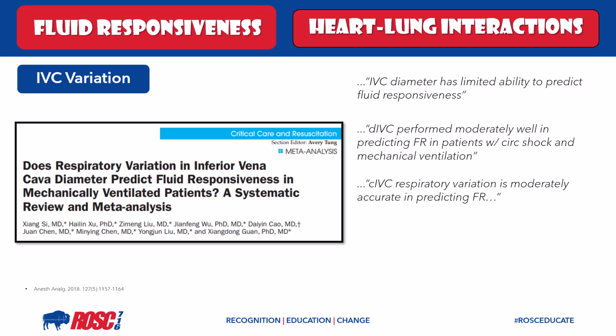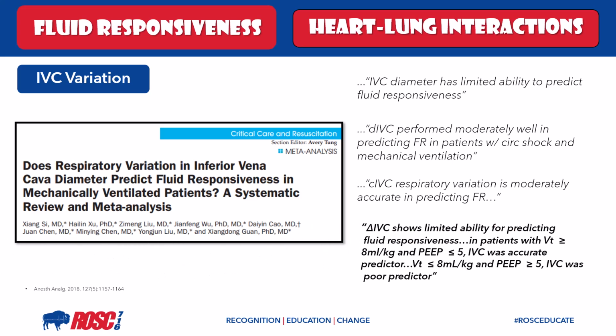Another meta-analysis in 2018 then says a delta IVC shows limited ability for predicting fluid responsiveness. It goes on to say that in patients with mechanical ventilation, tidal volume greater than 8 mLs per kilo, and a PEEP less than 5, IVC is an accurate predictor. Let's just stop the presses for a minute. None of our patients have tidal volumes greater than 8 mLs per kilo or a PEEP less than 5. So more reasonable, when we take a look at a real patient, a tidal volume less than 8 and a PEEP greater than 5, IVC was a poor predictor.